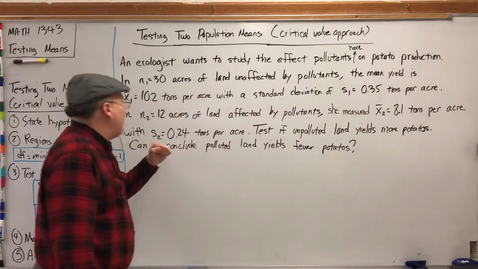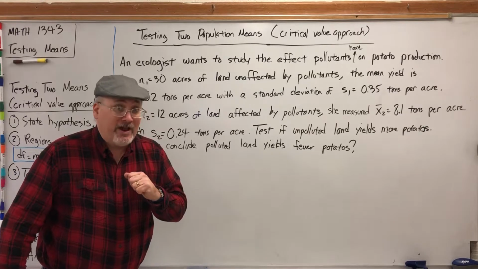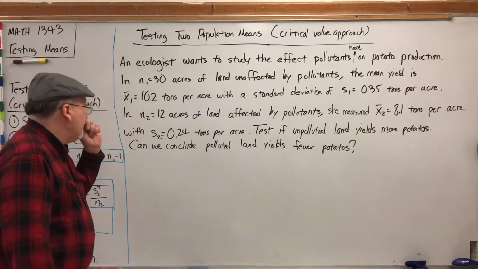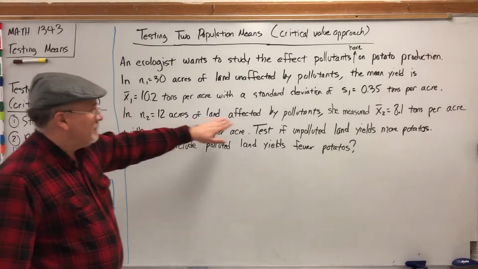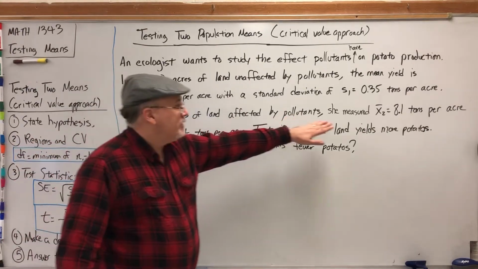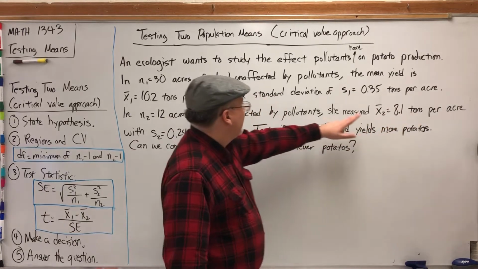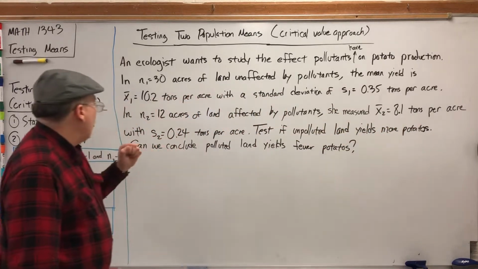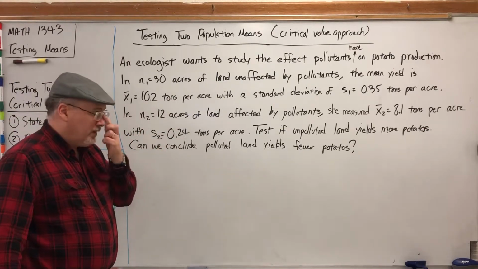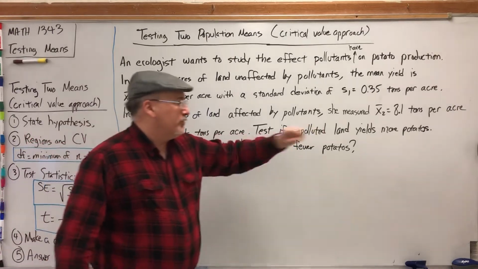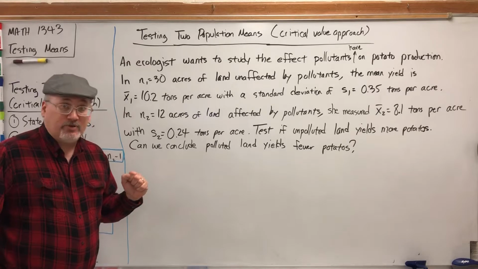That may sound like a lot, but I actually searched online to see what an average yield would be for an acre of potatoes. In n2 equals 12 acres of land affected by pollutants, she measured x bar 2 equals 8.1 tons per acre, so clearly less than the other one, with s2 equals 0.24 tons per acre. Test if unpolluted land yields more potatoes. Can we conclude polluted land yields fewer potatoes?